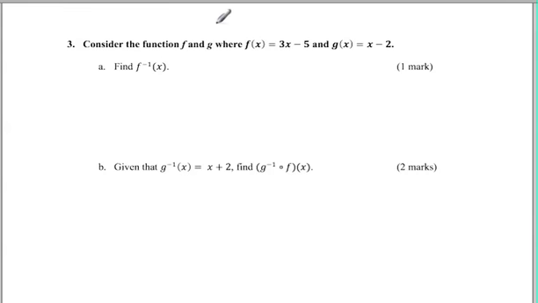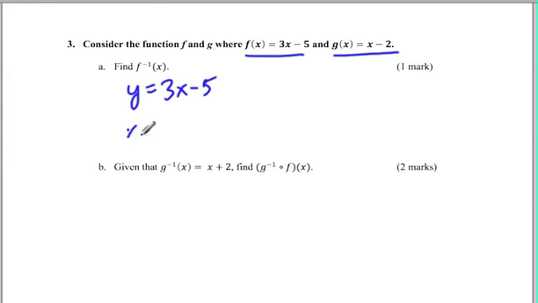All right, so now let's move on to number 3. Find, here's f of x and here's g of x. Find f inverse. So this is straightforward. If you want to find f inverse, let's take a look at f. It's simply 3x minus 5.